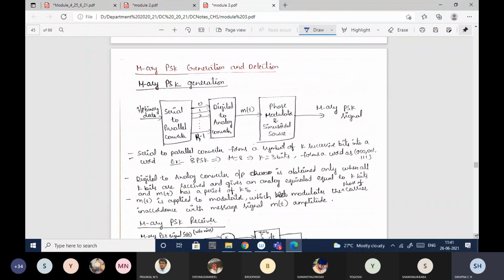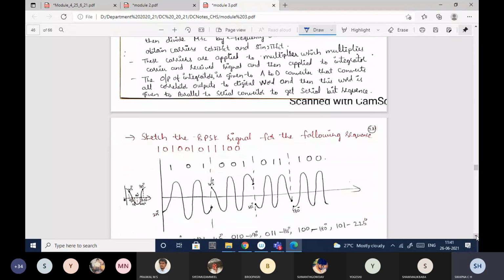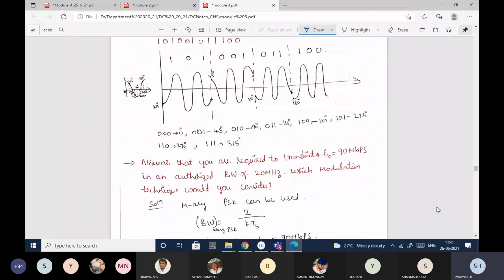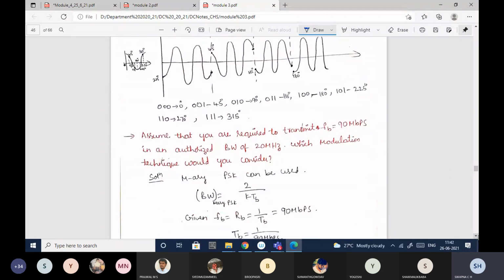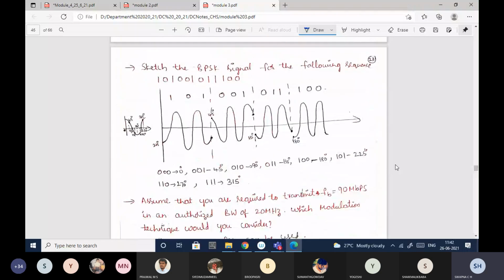Then M-ary PSK generation, receiver or detection, both mean the same. Then comes here, I have plotted the 8 PSK signal. 8 PSK signal, you need to plot it.